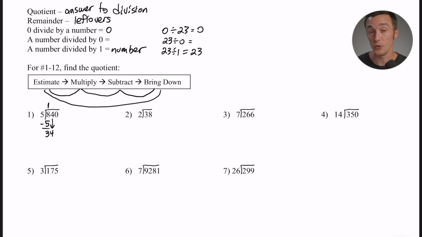How many times could you get 5 divided into 34? Or how many groups of 5 could you fit into 34 without going over? And my estimate is a 6. And by the way, if you're like, where did you come up with a 6 from? How did you know that?